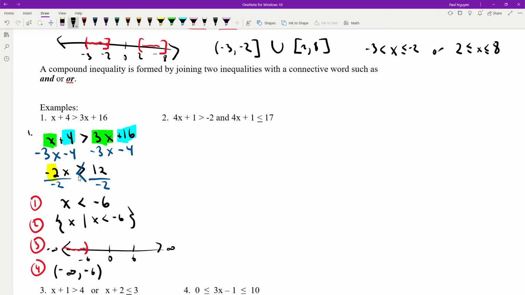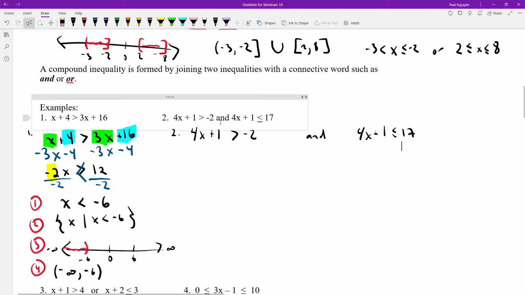For number 2, I have a compound inequality. I have both 4x plus 1 is greater than negative 2, and I want it to be true that 4x plus 1 is less than or equal to 17. Because there's an and between these, we are requiring both of these things to be true for something to be considered a solution. In order to make this compound statement true, I have to make the left side true and the right side true. So let's look at the stuff that makes the left side true.